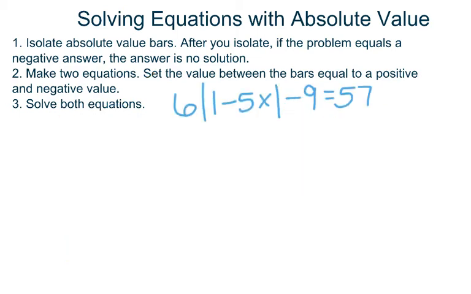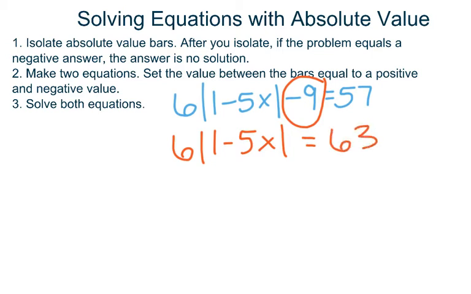Okay, I'm going to do the same thing for this one. Number 1, we're going to isolate the absolute value bars. So I'm going to get rid of the minus 9 first. So notice anything that's being subtracted or added after the absolute value bars, I get rid of first. Okay, and the way we get rid of subtraction is addition. So I'm going to add that and I get 63.